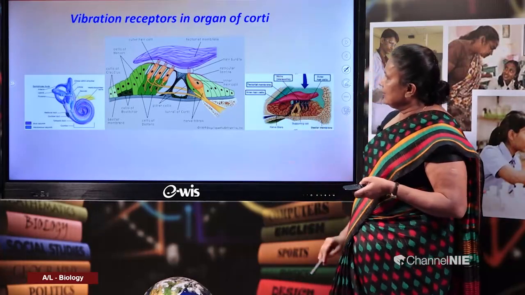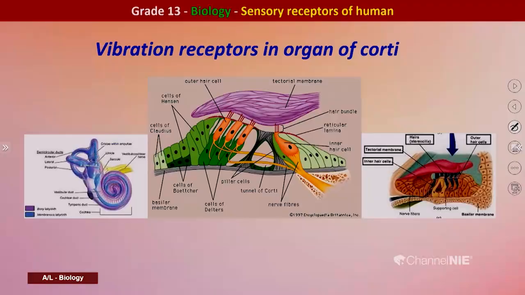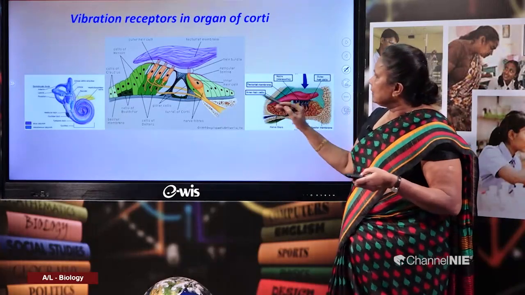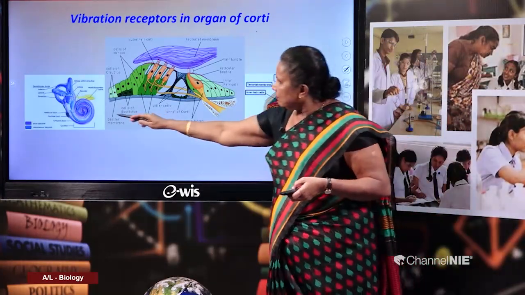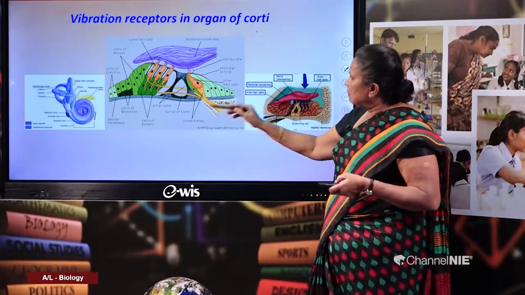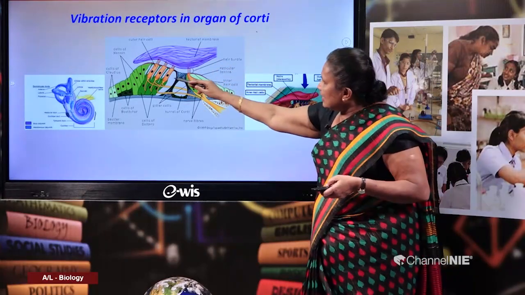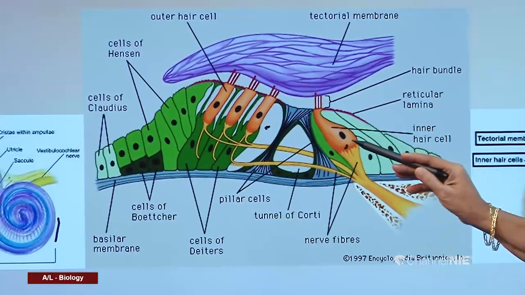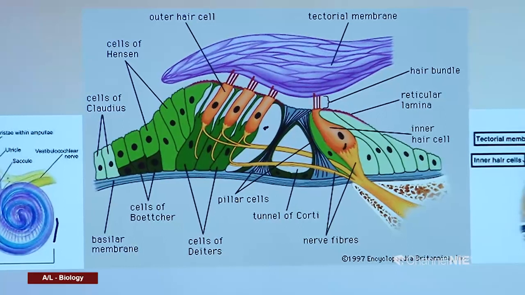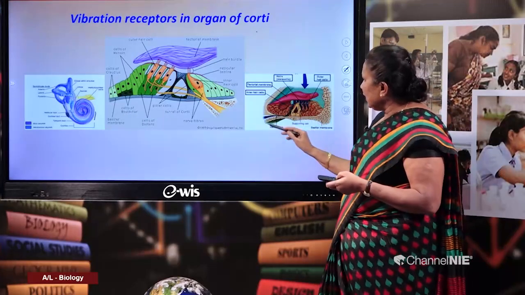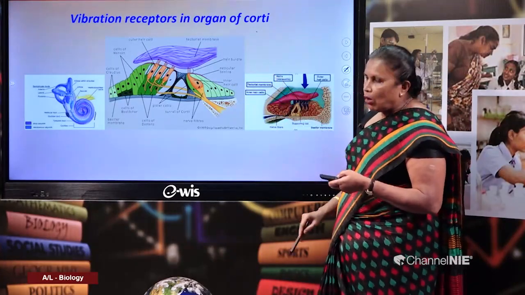These are certain diagrams to show you the positions of the vibration receptors in the inner ear. Organ of Corti is this area. Inside, the cochlea contains the organ of Corti. These are the sensory cells. Here you can see sensory cells. These are the receptors which detect the vibrations or the sounds, right, which are found inside the cochlea.